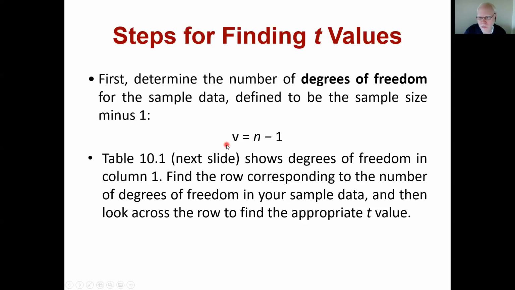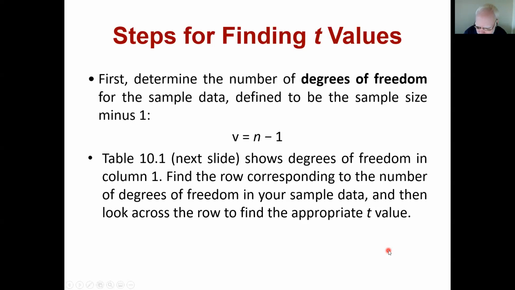The degrees of freedom for the sample data is defined to be the sample size minus 1. So when we're finding the confidence interval, v for degrees of freedom is equal to n minus 1. You already know the sample size, you just subtract 1 and you know what the degrees of freedom are. Then table 10.1 on the next slide shows degrees of freedom in column 1. So you find the row corresponding to the number of degrees of freedom in your sample data, and then look across the row to find the appropriate t-value. You just find the row with your degrees of freedom, and then you take the value that's beside it.